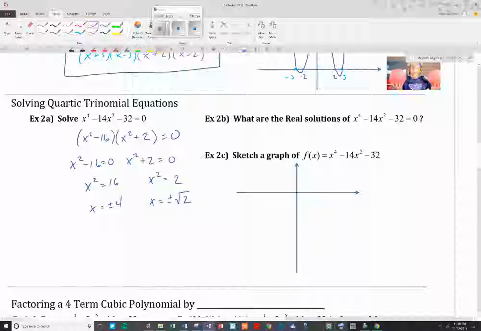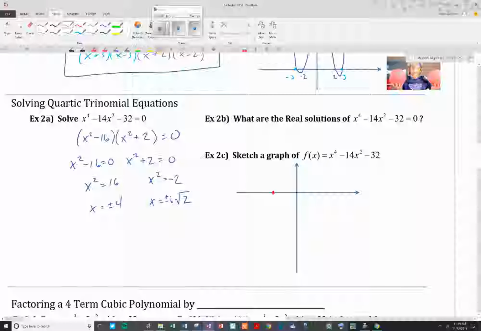Oh, I just realized something here. This is positive, which means this is negative, which means we're going to have imaginary solutions here. I still want to give those as answers. They are solutions. They're just not going to be x-intercepts on our graph. So the only x-intercepts we're going to have on our graph are the positive and -4, but not our imaginary solutions here. So on our graph, I'm just going to put -4, +4.